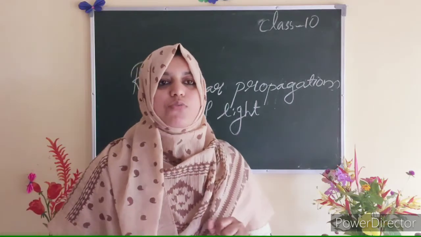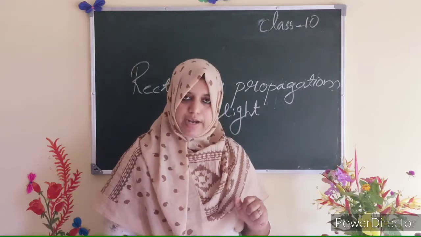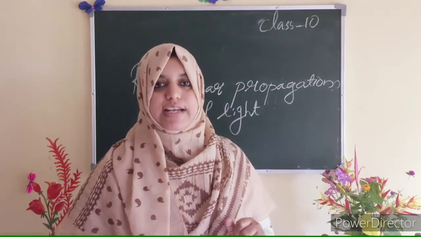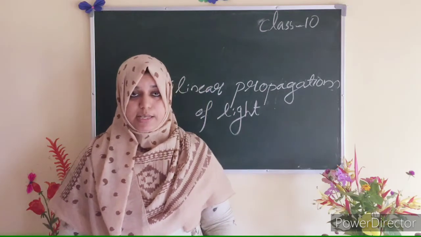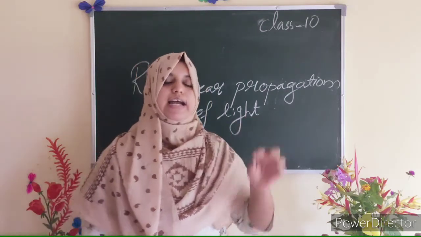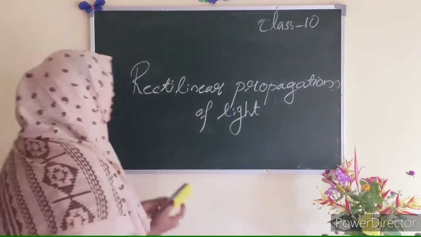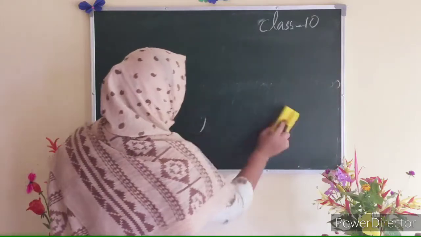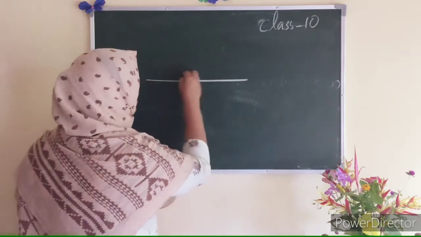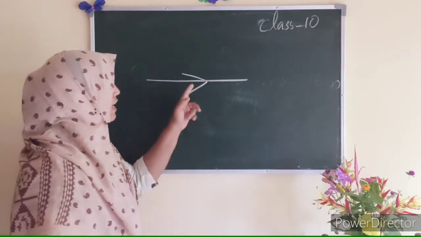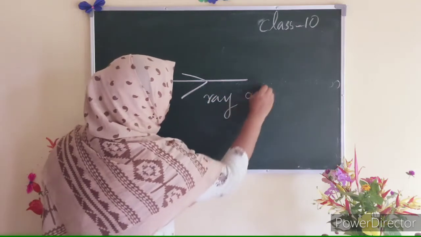Next is about a ray of light and a beam of light. First of all, what is a ray of light? A ray of light is the path followed by light energy in a transparent medium. Look here, children. How do we represent a ray of light? A single line with an arrow represents a ray of light.